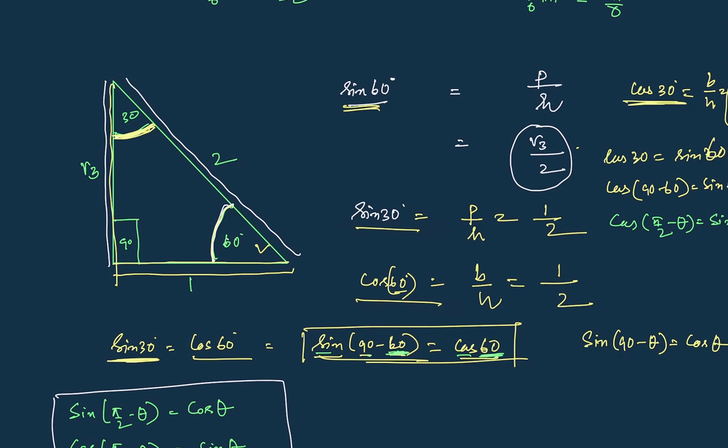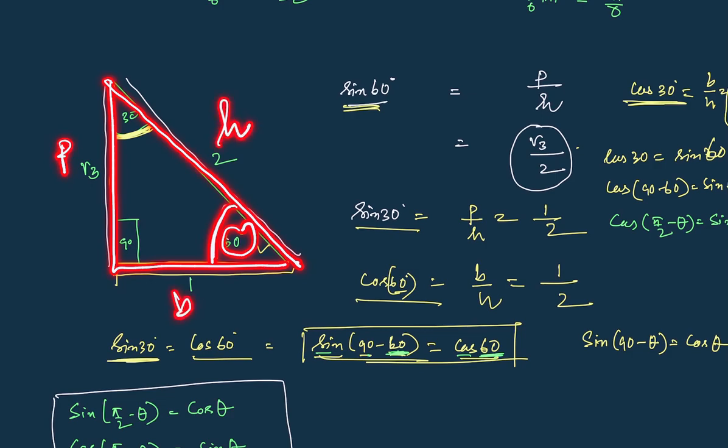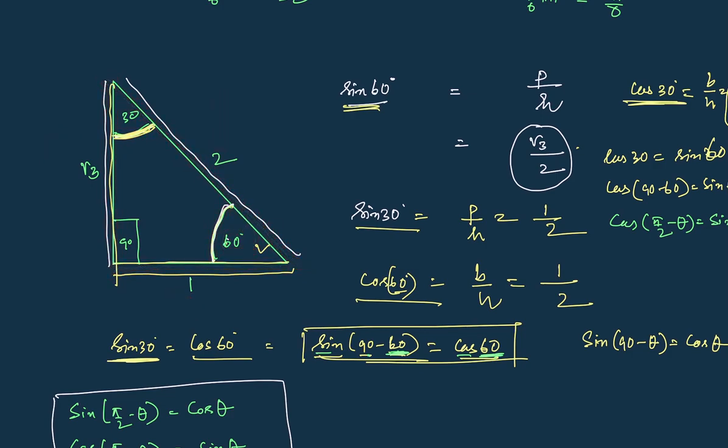But see, this is a right angle triangle. In this right angle triangle, this is 60 degree. For this 60 degree, this is P, this is H and this is B. But for this 30 degree, it will change. For this 30 degree, this is going to be P, this is going to be B, and this is going to be H.